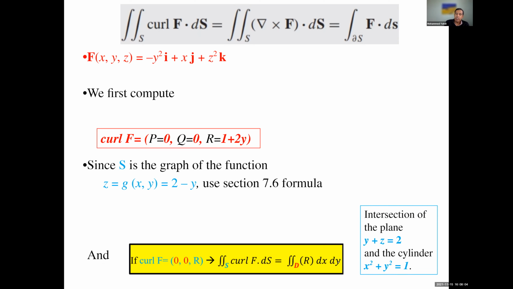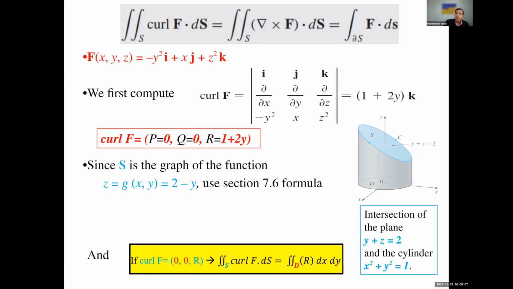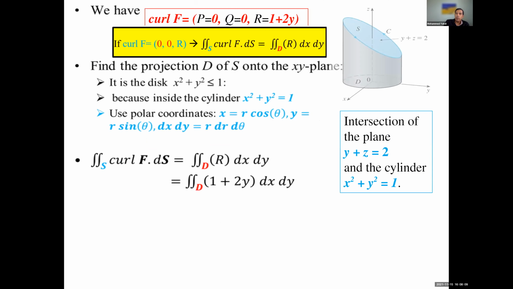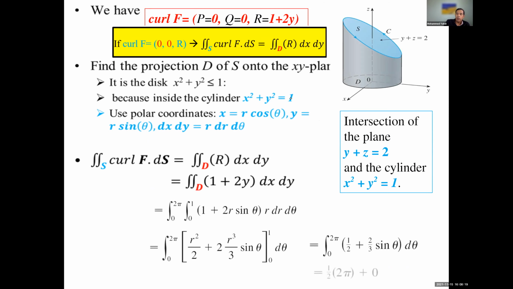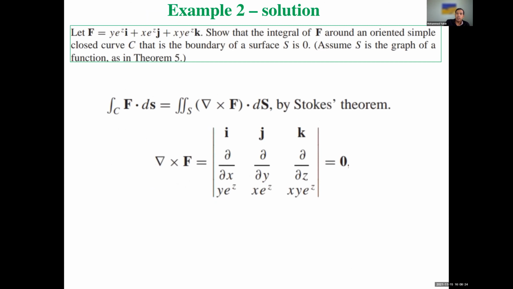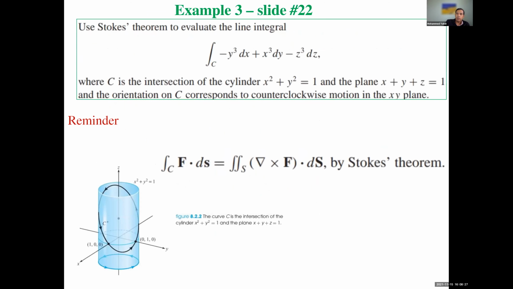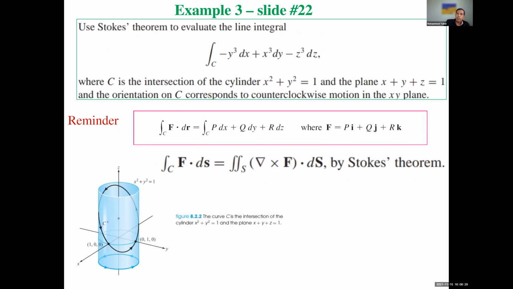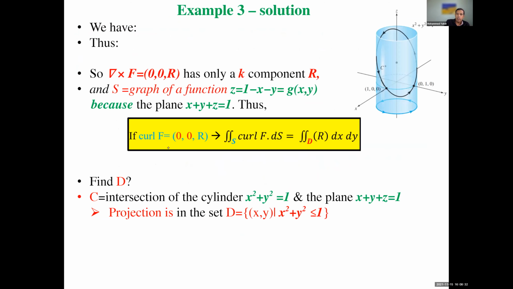We just need to find D, which is the projection on the xy plane. So the projection of that surface on the xy plane inside the cylinder gives us x squared plus y squared equals 1, and so on. So this is mostly a shortcut. Any question about that particular shortcut, whenever we have curl equal to (0, 0, R)? This is another example here, second one, (0, 0, R), and the surface is the graph of a function. So we're going to just take the double integral of R.